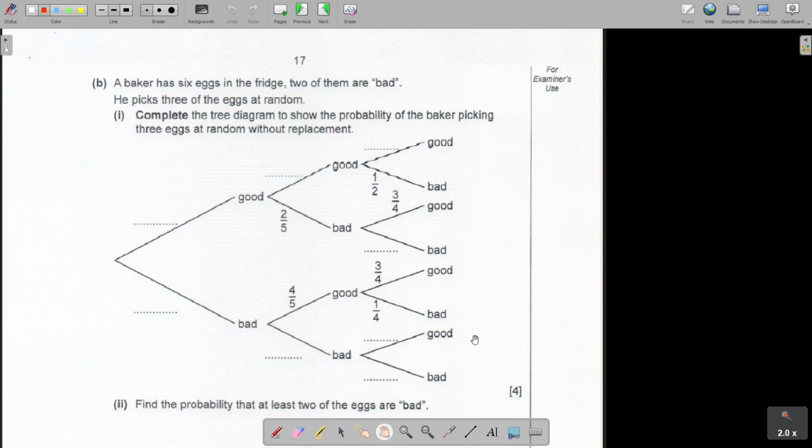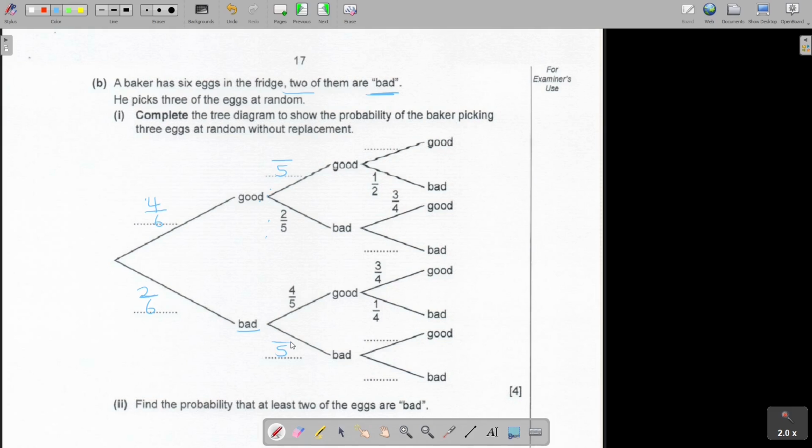Okay. So if I start here, 2 of them are bad. So bad is 2 out of 6. There's the bad. So good is 4 out of 6. That was the original. Then he picked 1. So if he picks 1, everyone will now be 5. And can you see the rest is already?